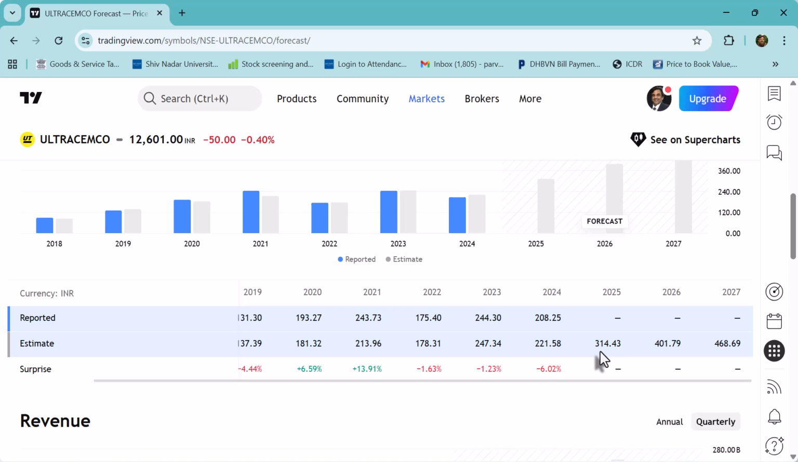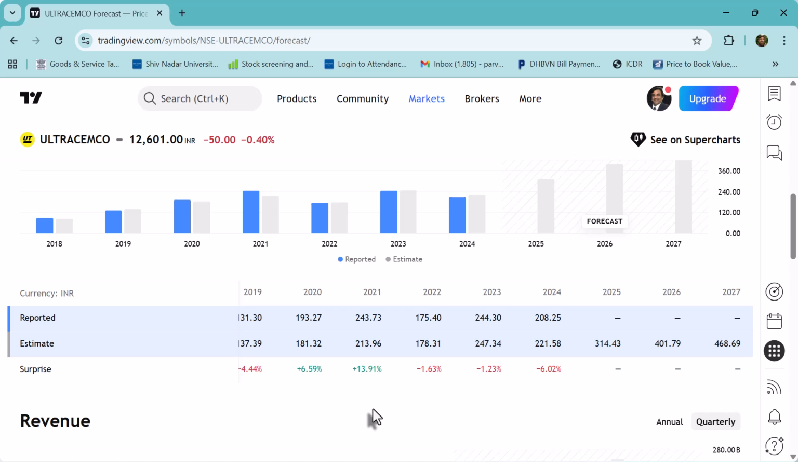Okay, so 2024 it was 208. Now if you can see, there is a reported number and there is an estimate number. So this is the number which the analysts have estimated, and this is the number the company reported. So if you look at the last so many years, 1, 2, 3, 4, 5, 6, two times the company has actually reported more than what the analysts were anticipating. So it has beaten the street about two times out of the four times.